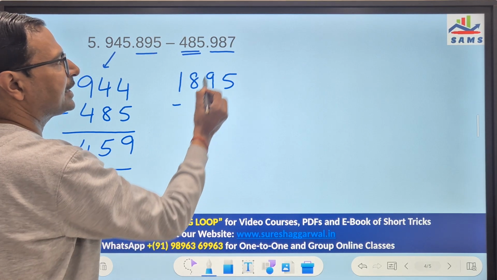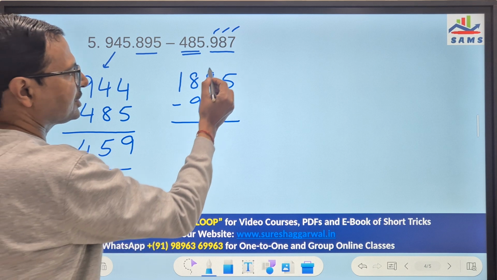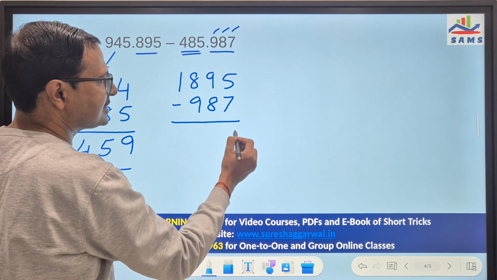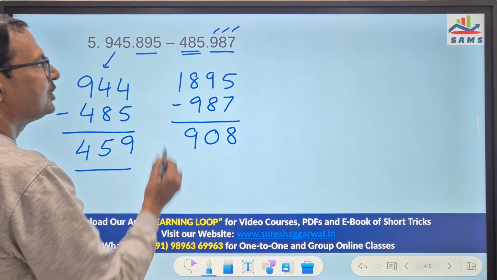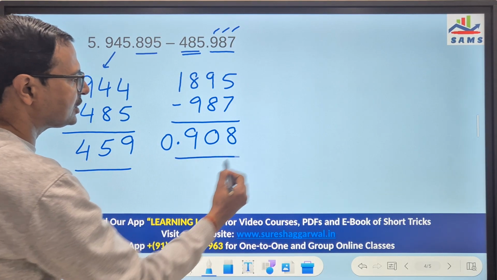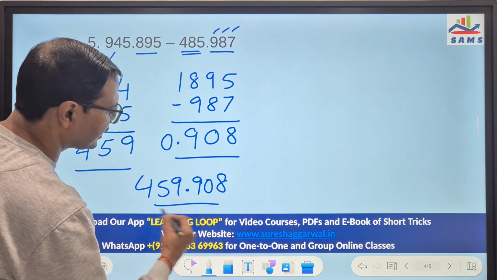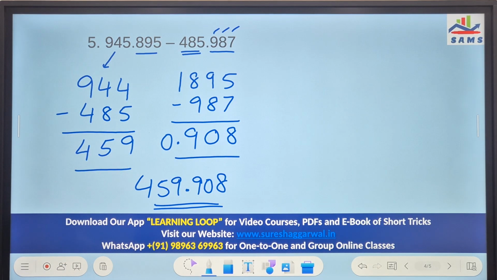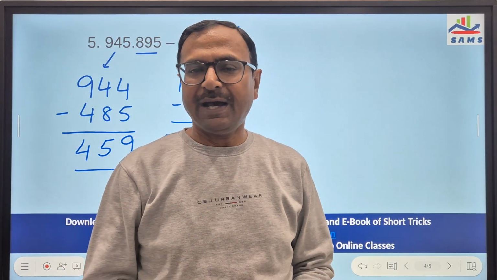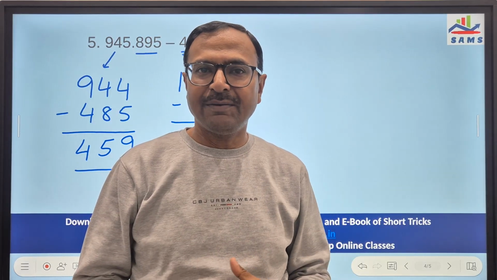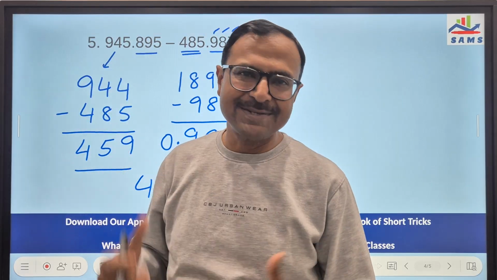And from this, I will subtract the decimal part 987. So you can do the subtraction here. This is 15 minus 7, which is 8. And then 8 minus 8, which is 0. And then 18 minus 9, which is 9. So 3 decimal places. So 0.908. And therefore 459.908 is going to be the difference between the two numbers which are given there. See friends, how efficient the method is. Slowly you can skip steps, and I am sure there will be a stage during practice where you will say to yourself, oh, 4 to 5 seconds is what I need to subtract numbers like this.